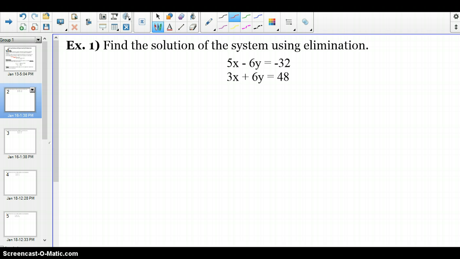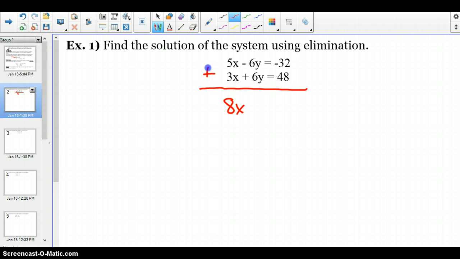When I go to perform my elimination, I'm going to add the two equations together, like they were two numbers being added together. Only now you're more advanced, you're doing a little bit more complicated things. So be careful. When you add these two equations together, you're going to be adding the x terms together. So you're going to add 5x plus 3x, which is 8x. Then you're going to add -6y plus 6y.